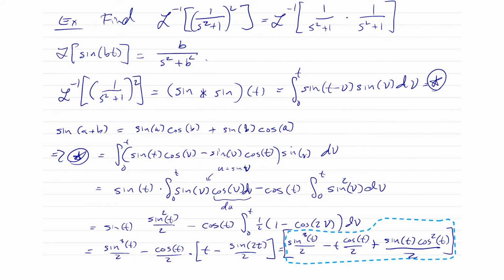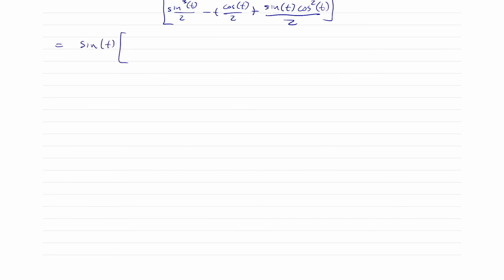Let's do that. So copy, and let's go to the next one and paste. All right, what do we got? The last key observation here is that if I take a sine of t out of those two, I say sine of t times, we're going to have sine squared of t, we're going to have cosine squared of t divided by 2, and then we have minus t cosine of t over 2.